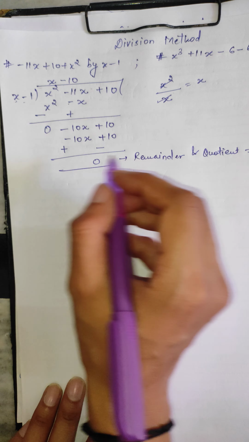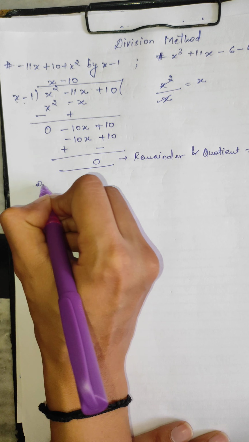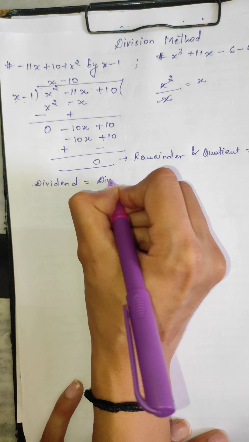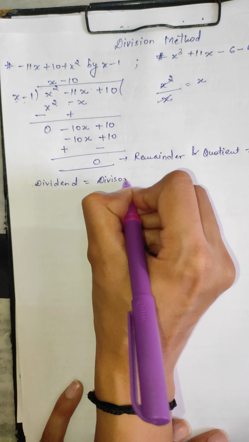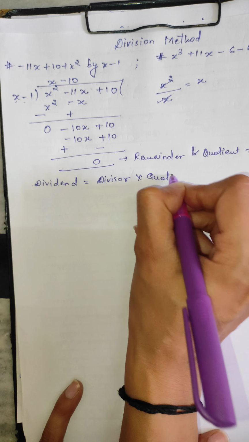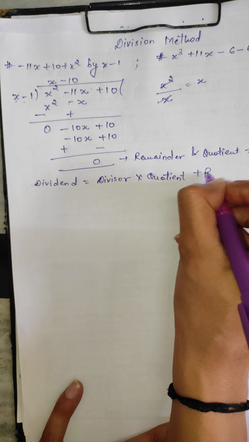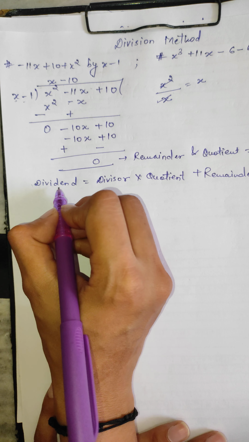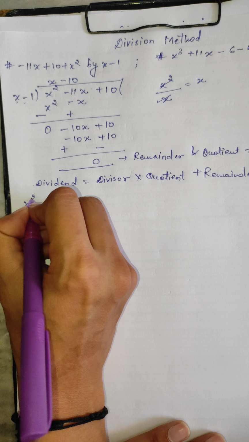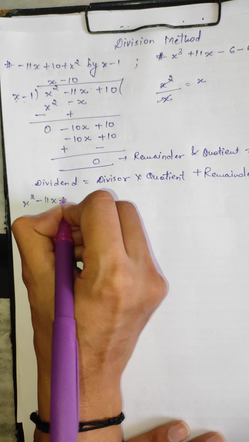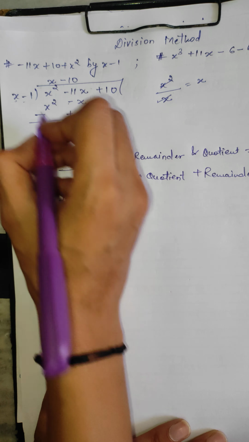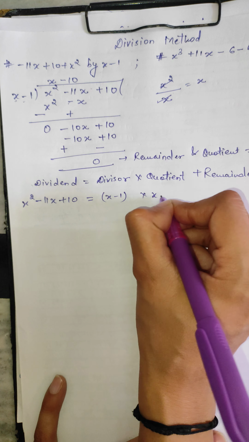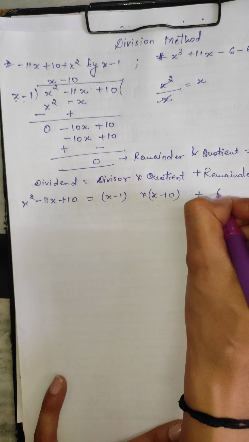Also we can verify from our division algorithm. What is our division algorithm? That is, dividend is equal to divisor multiplied by quotient plus remainder. Now we know the dividend is x square minus 11x plus 10 is equal to, now the divisor we have is x minus 1 and the quotient we have is x minus 10. Now the remainder we got is 0.